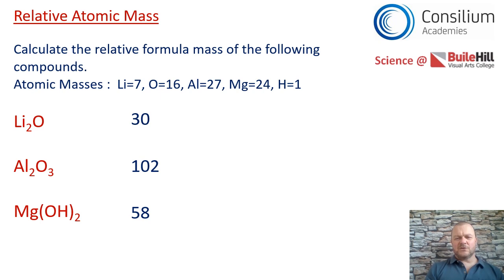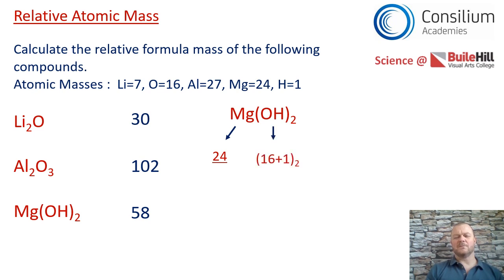If Mg(OH)2 caused you any concern, it's probably because of the bracket. So I'm going to show you how to work that one out now. Mg is 24, but then what you do is you take the bracket in isolation. So inside the bracket, we've got O is 16 and H is 1. So if we add those together, we get 17. We've still got the little 2 outside the bracket to deal with. So that's not 17 squared, but 17 times 2. So the answer is 34. And if we add those 2 numbers together, we get the answer of 58.